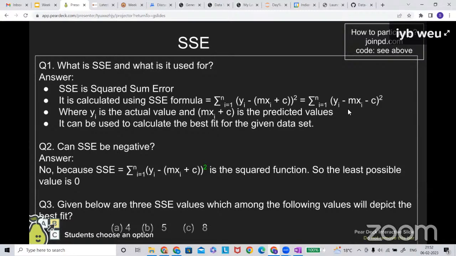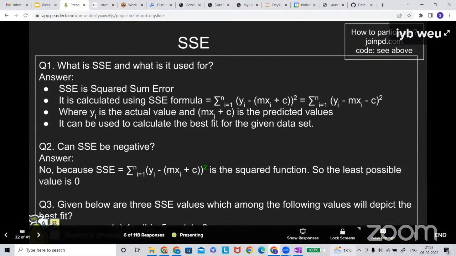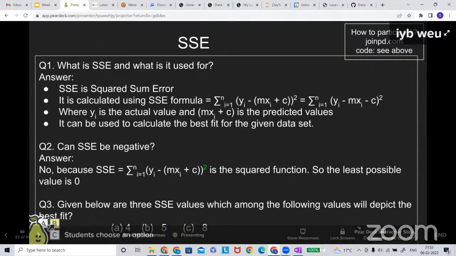The next question: given below are 3 SSC values, which one will depict the best fit? Suppose you have 3 SSC values given. Which one is the lowest? That will be the best fit. If the SSC values given are 4, 5, and 8, then which is the minimum value? 4. So in that case, 4 is going to be the best fit.